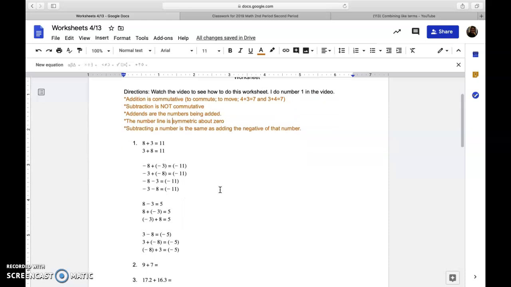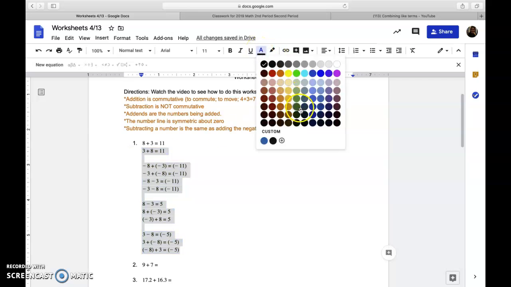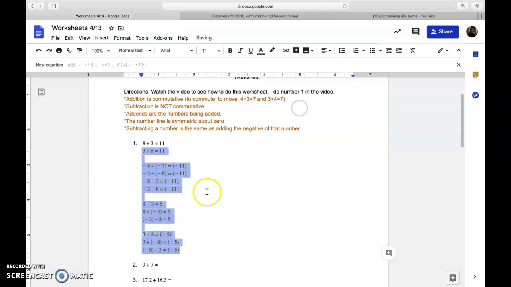integer arithmetic. Don't forget at the end, when you are finished, you want to highlight your work and go over here where it says text color and choose a color for your work other than black or red. I also don't want you using red. Please don't use red. And at that point, you will be finished.